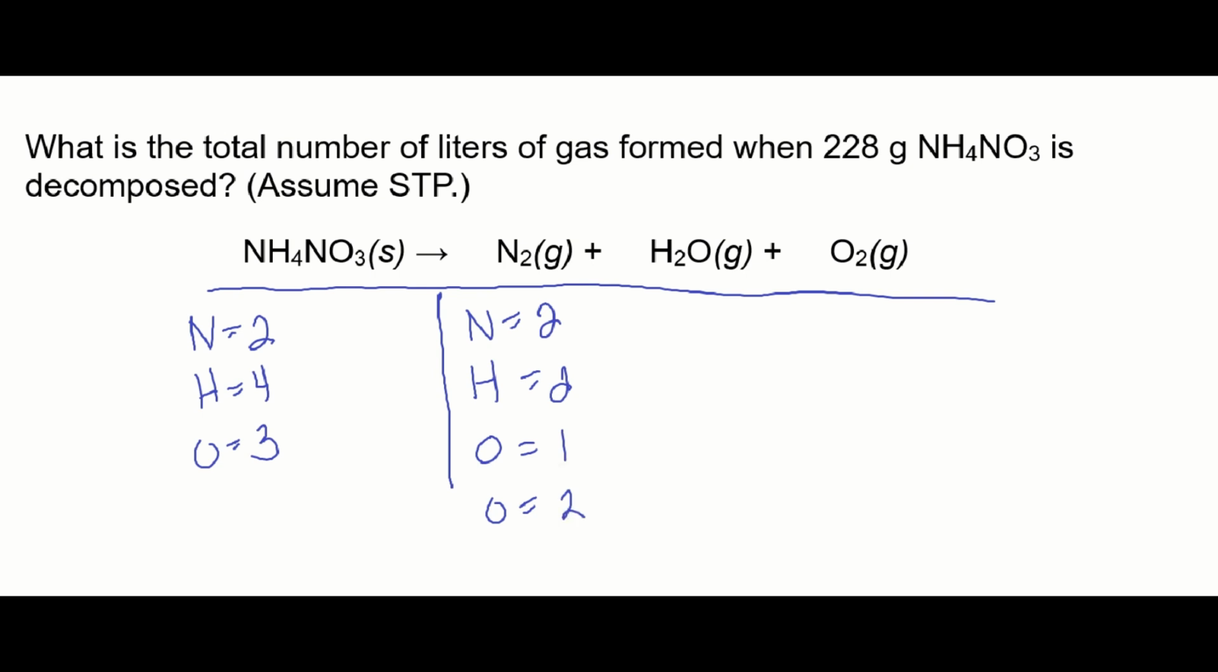The nitrogens are balanced. I'm going to save the oxygens for last because it appears in more than one location on the product side. I'm going to multiply the hydrogens on the product side by 2 to balance out the hydrogens. I'll put that coefficient where I see the hydrogen. I also need to update that oxygen. I see there's a problem on the reactant side. I have an odd number of oxygens.